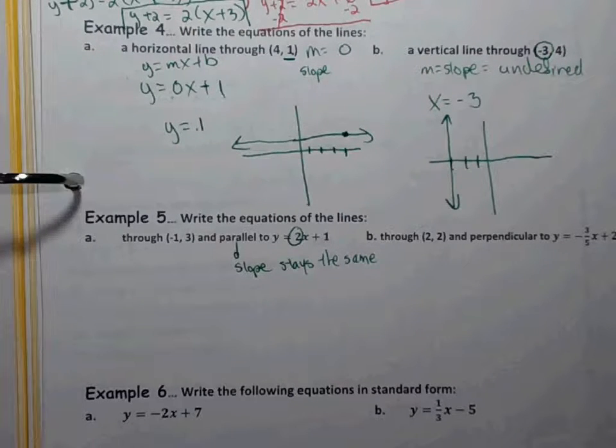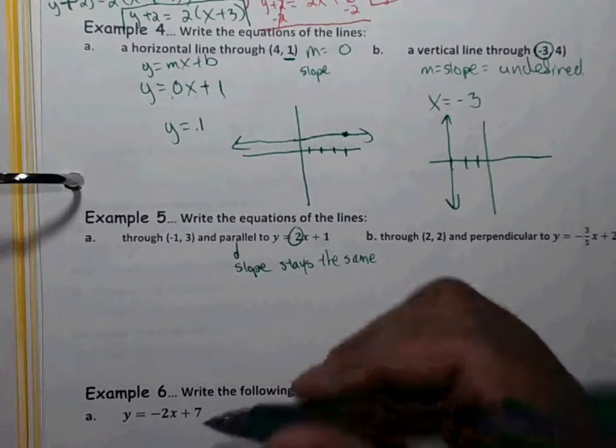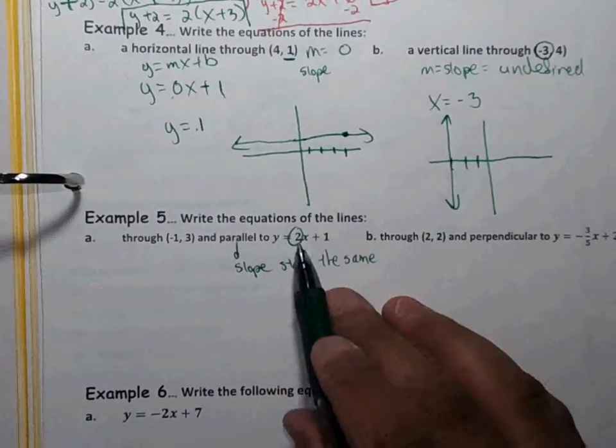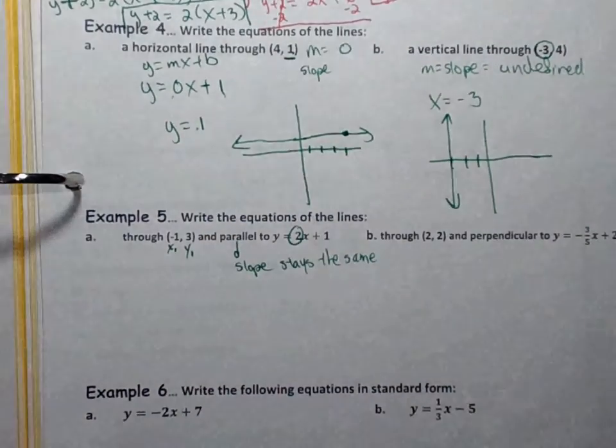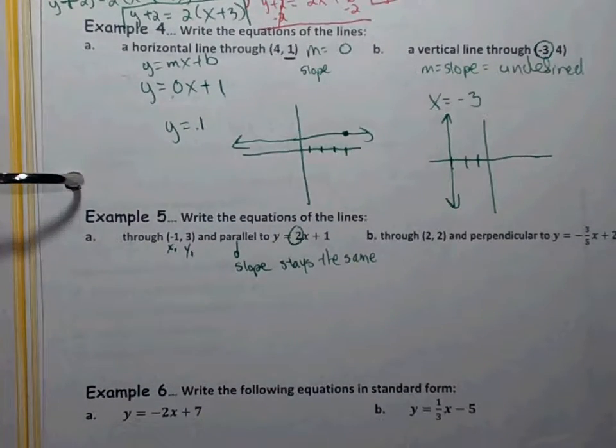Group A, 15 points. So if I'm writing an equation for a line with the same slope that goes through this point, somebody tell me what form would I use to write that equation? Go for it. Point slope form. They gave me a point and they gave me a slope.